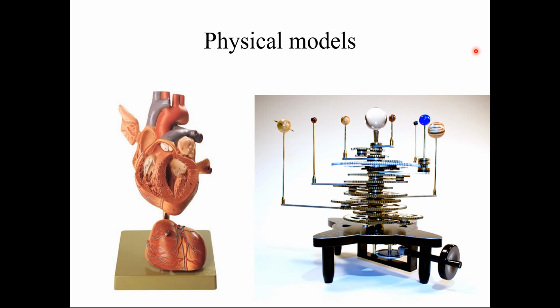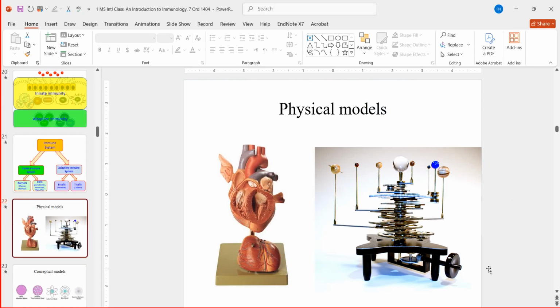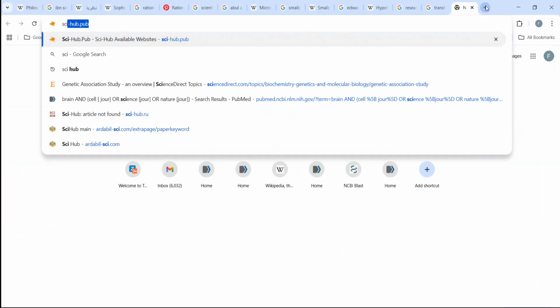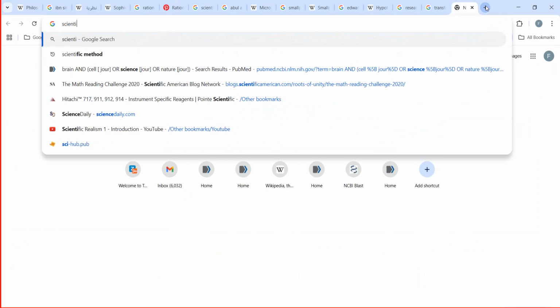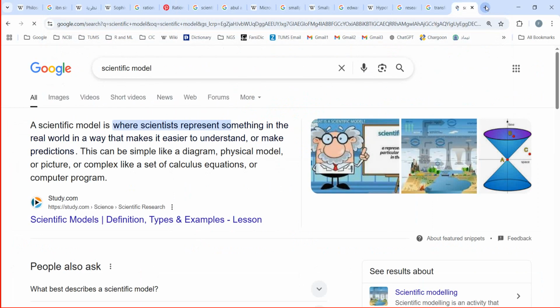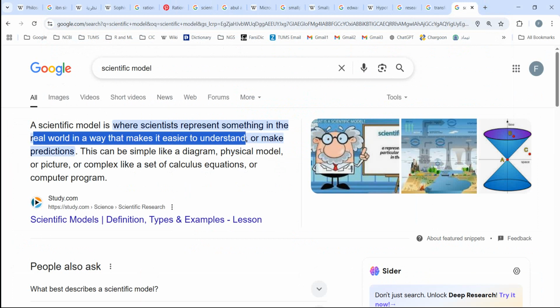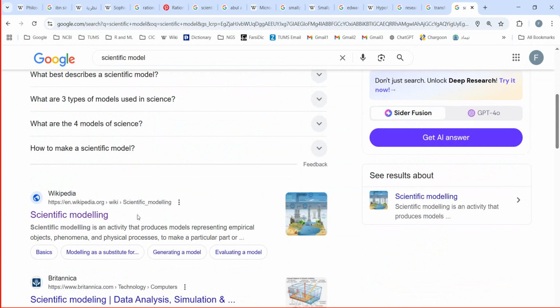It's extremely important, although usually people don't talk about it in immunology classes, but I find it very important. It's the concept of scientific model. This is very important to know. Most people either don't care about it or, well, whatever. So in science, we have something called a scientific model. What is a scientific model? A scientific model is where scientists represent something in the real world in a way that makes it easier to understand.